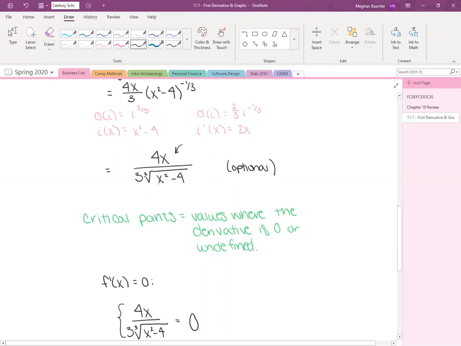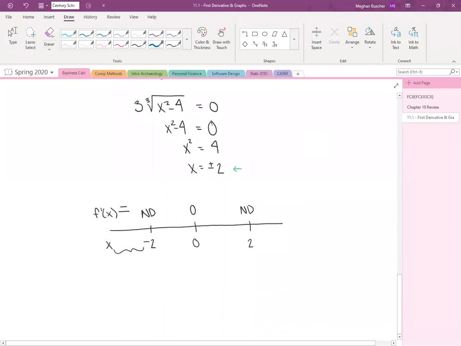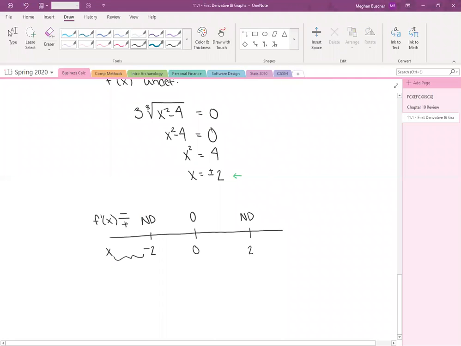But say we had -3 in there. This would be 9 minus 4. That's a positive number, right? Take the cube root of a positive number, still a positive number. Multiply it by a positive number, still a positive number. So here we have a negative divided by a positive. What's negative divided by positive? Negative. So for this interval, we are negative here, okay?